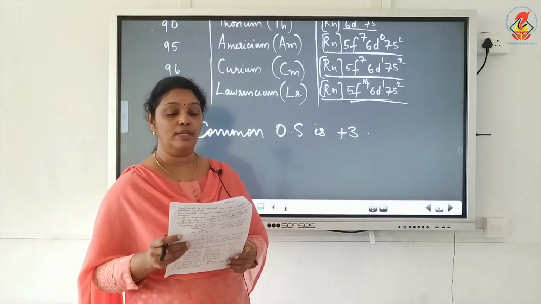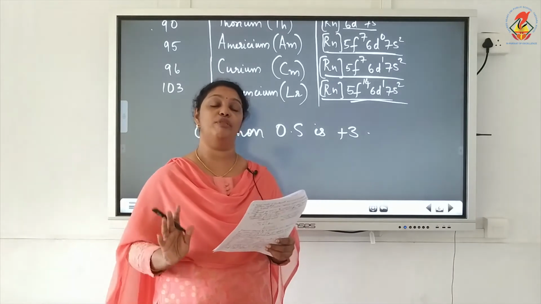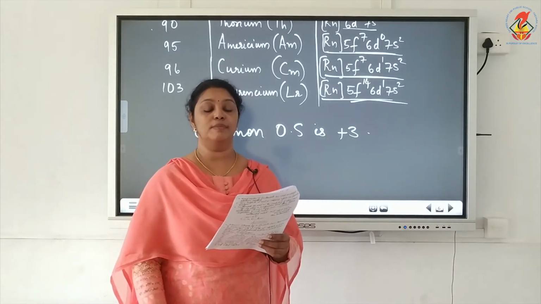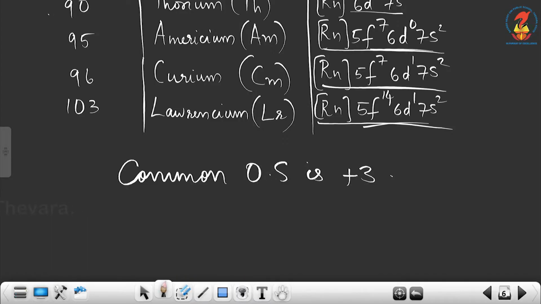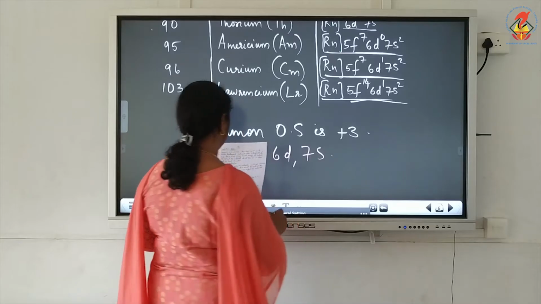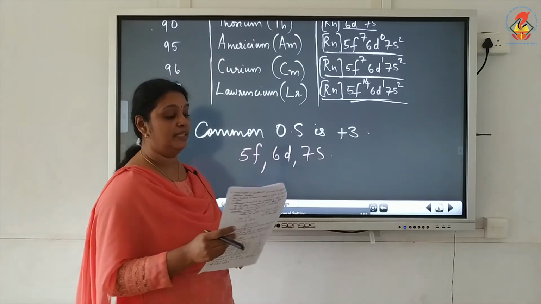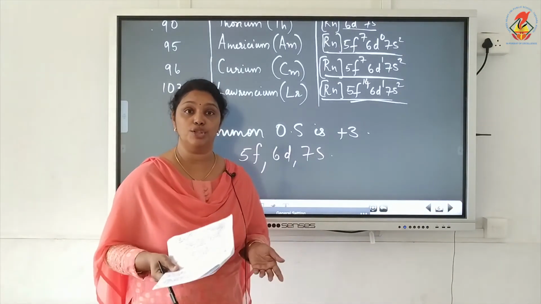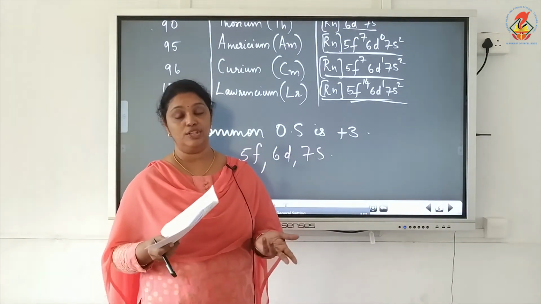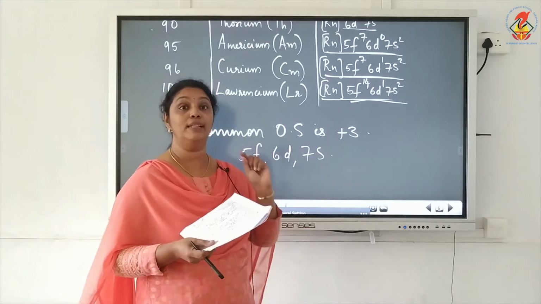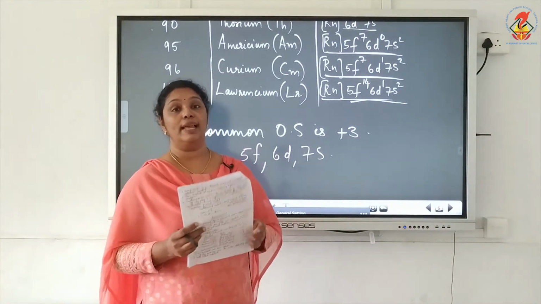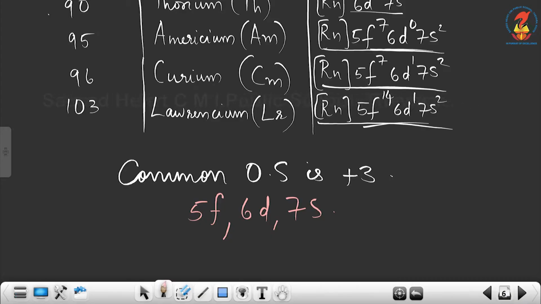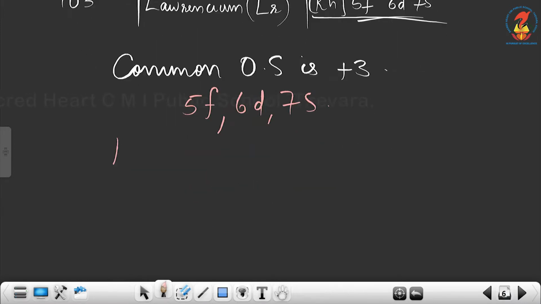Now unlike lanthanoids, these actinoids show a large number of oxidation states. Why? This is because of the small energy gap between the 5f, 6d and 7s subshells. So all their electrons can participate in bond formation. So actinoids can show a wide range of oxidation states due to the small energy gap between the orbitals 5f, 6d and 7s. Now, same like lanthanoid contraction, we have something called actinoid contraction.